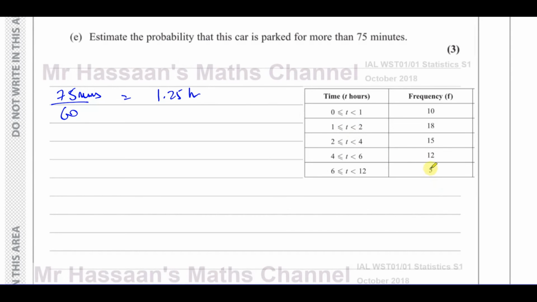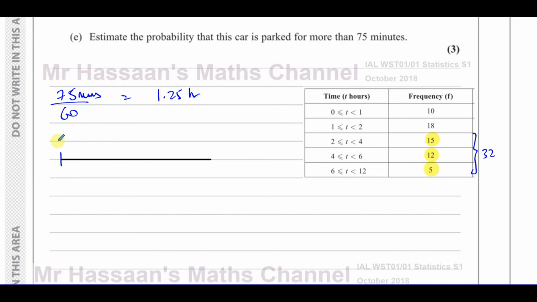So we have to include all of these. These are all more than 1.25 hours. All right, so you've got 15 plus 12 plus 5, that's going to be 20 plus 12, that's 32. So in total you have these 32. But then you have a fraction of these, all the ones more than 1.25 hours. So again, we can use some sort of linear interpolation.